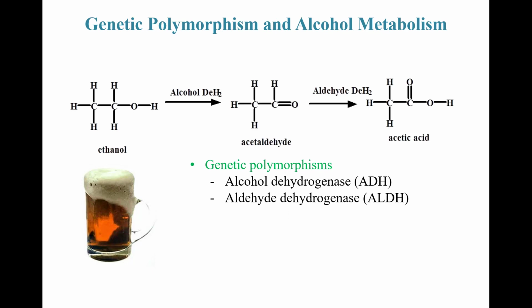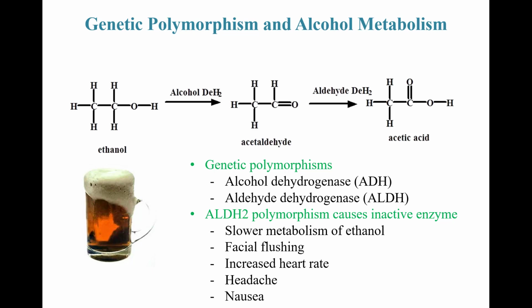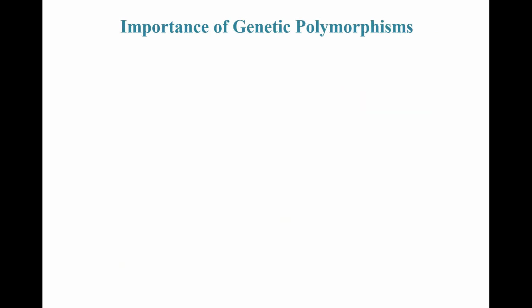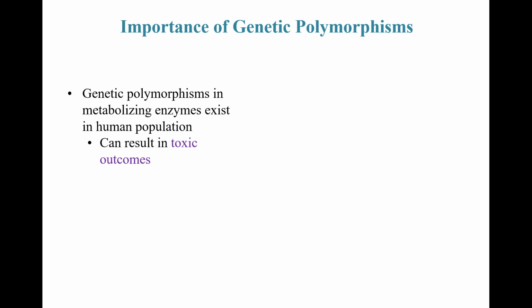There are genetic polymorphisms in these two enzymes that contribute to individual differences in the speed of alcohol metabolism and the physiological effect of consuming alcohol, some of which are associated with certain populations. One common isoform of aldehyde dehydrogenase 2, which is strongly associated with some Asian populations, causes the enzyme to be inactive. This results in buildup of the toxic acetaldehyde, resulting in slower metabolism of alcohol, facial flushing, increased heart rate, headaches, and nausea.